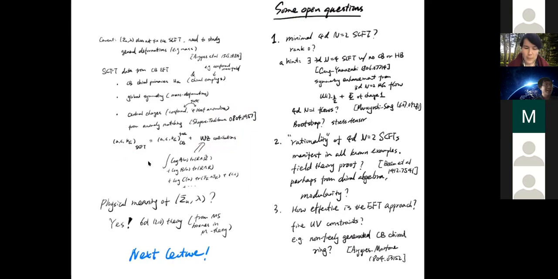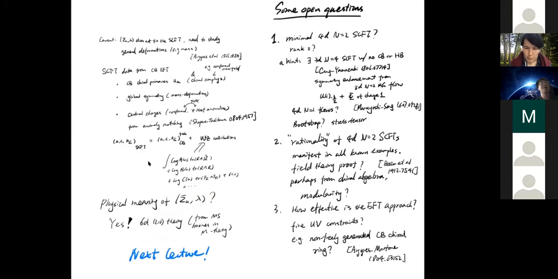Okay, so I've said a lot about this emergent torus, this emergent differential. Of course, you would wonder: is there a physical meaning of this emergent geometry? And the answer is yes. This will come naturally from the 6D (2,0) theory, and this will be covered in the next lecture.